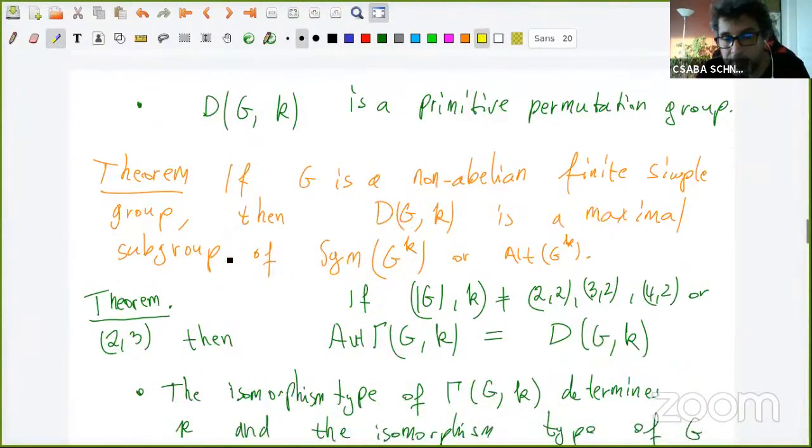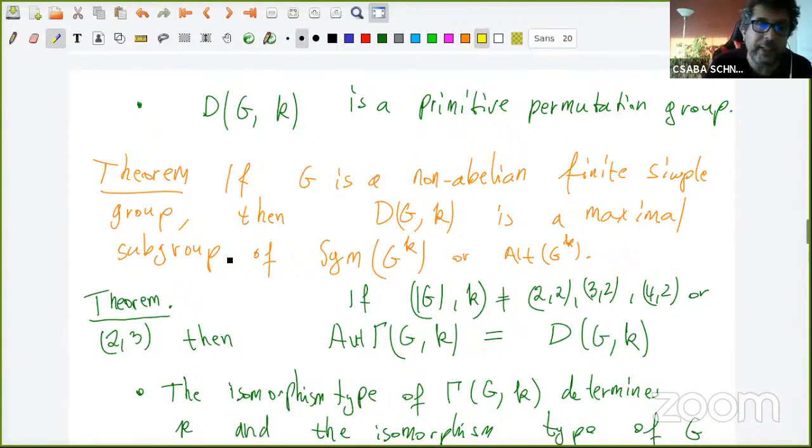As I said, this is not a very strong justification to justify why we are interested in this group, to say that it might be primitive. The reason why we are interested in this group really is that such groups occur as maximal subgroups of symmetric and alternating groups.